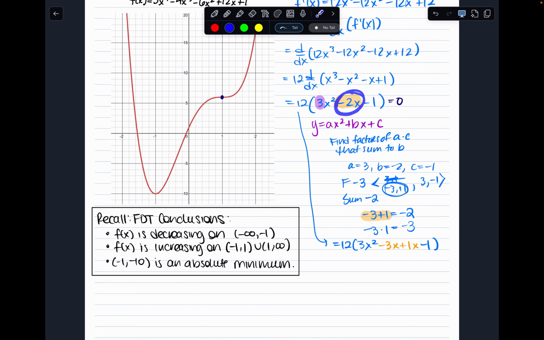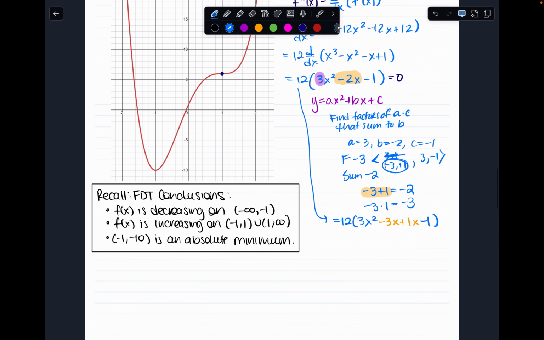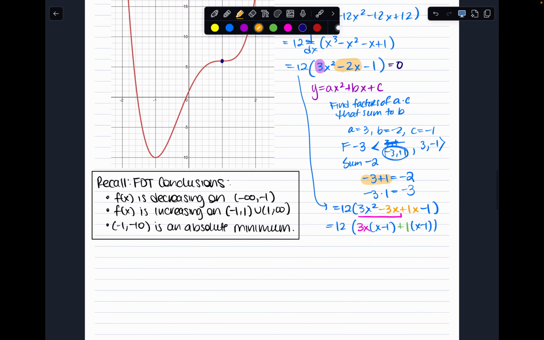I'm taking -2x and writing it as a different sum so that I can group, and we did this in class. If I factor out a 3x here, I'm left with x minus 1. And if I factor out a plus 1 here, I'm left with x minus 1. And that's still all times 12. So because these factors match, we see that 12 times 3x plus 1 times x minus 1 are the factors of the second derivative.